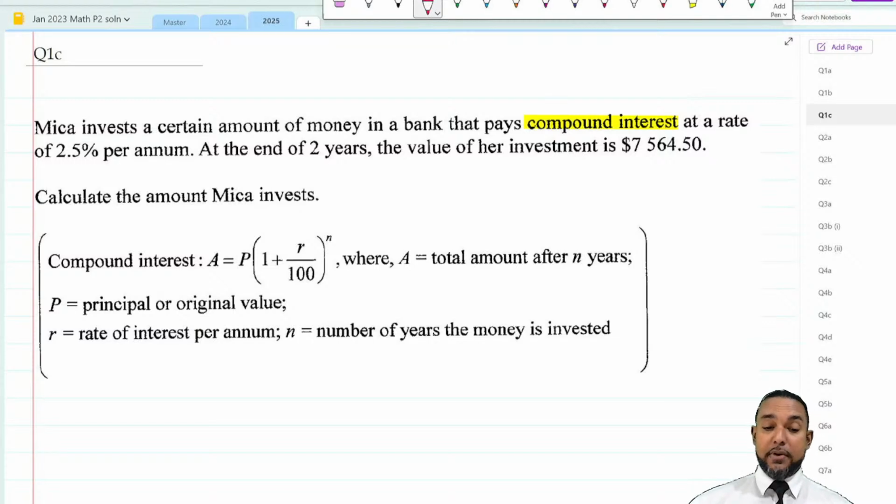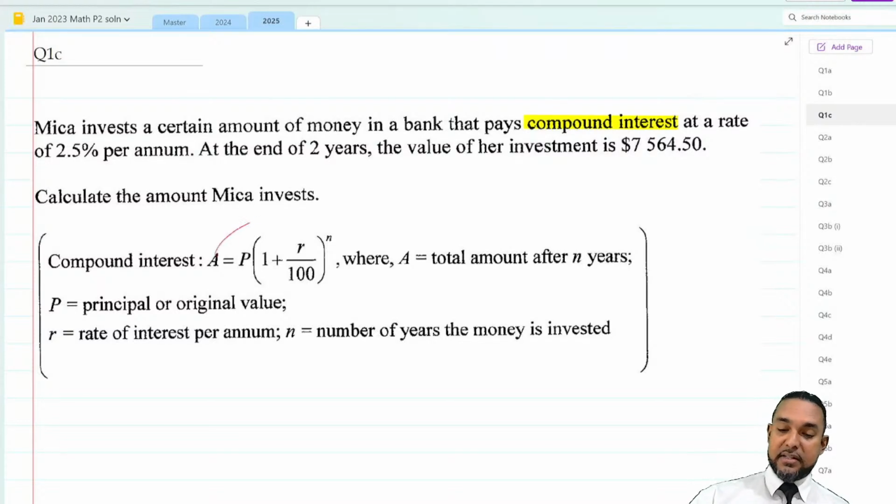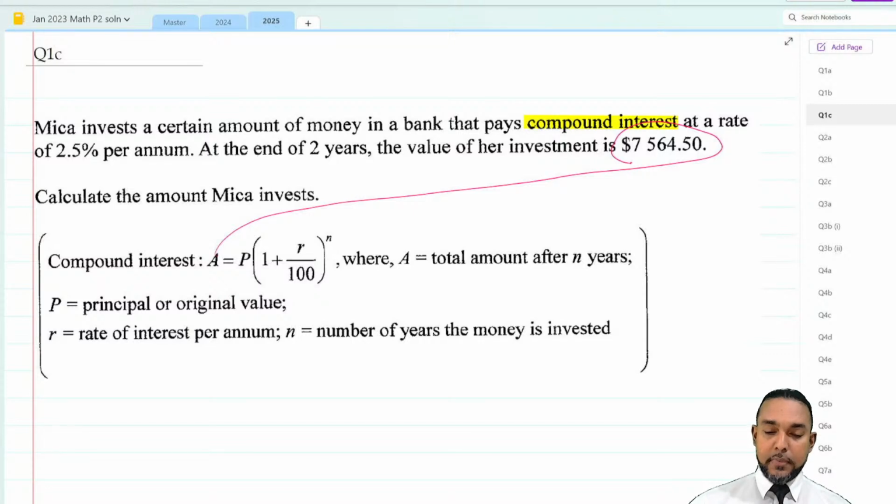So they give you this formula here. A, which is the amount at end, so this item here is the A, is P, which is the principal or original value, by 1 plus R over 100 to the power N. Where A is the total amount after N years, and R is the rate, the interest rate. So what's the value of R here?